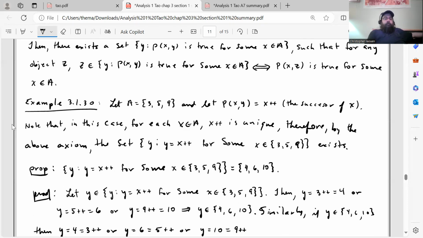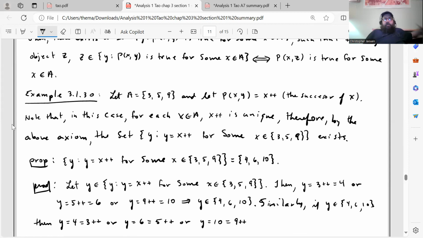All right. So here's an example just illustrating that axiom. Let's say we define the set A to be the set containing 3, 5, 9, and let P of X, Y be the successor operation. So P of X, Y is defined to be Y equals the successor of X. Note that in this case, for each X in A, the successor of X is unique. We talked about this way back in chapter 2. Therefore, by the above axiom, the set of all Y such that Y is the successor of X for some X in the set containing 3, 5, and 9 exists.